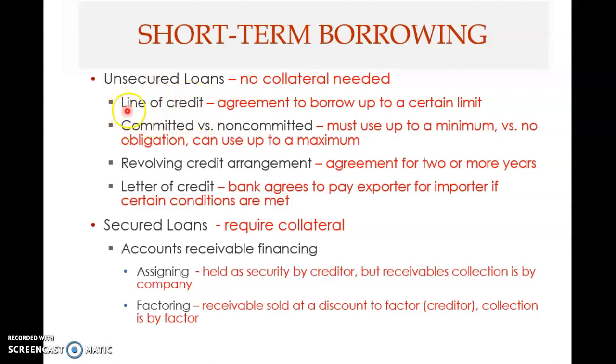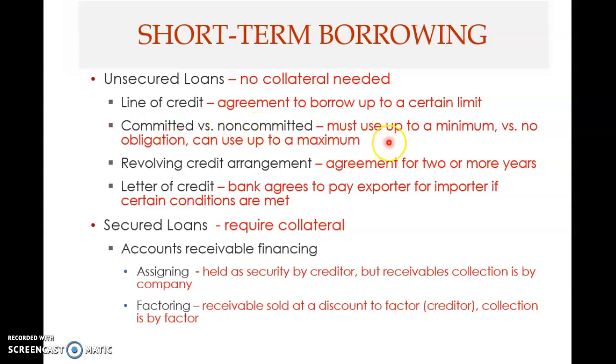This is offered by a bank. The line of credit is a term used in the US. We have similar arrangements in Malaysia. We call this overdraft. Banks offer you overdraft. Now this is an agreement to borrow up to a certain limit. Now there are committed versus non-committed lines of credit. This line of credit can be divided into two portions. One is committed, the other one is non-committed.